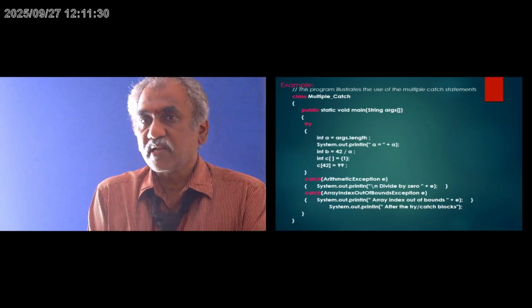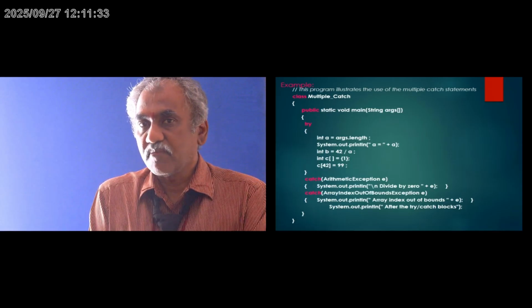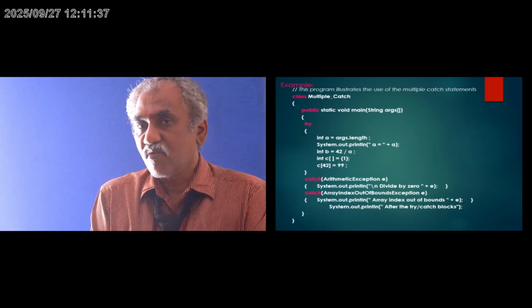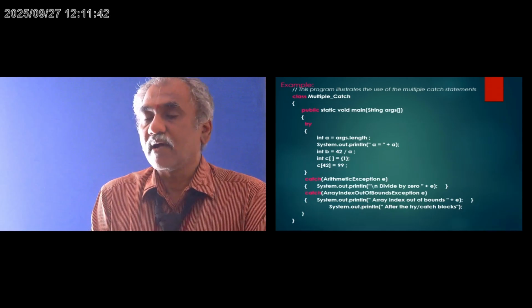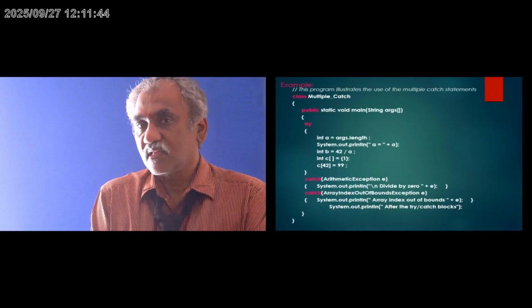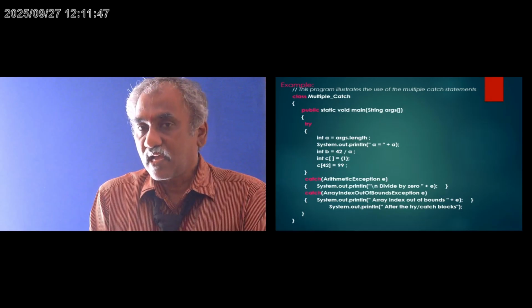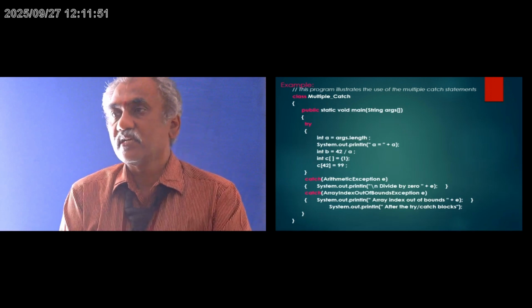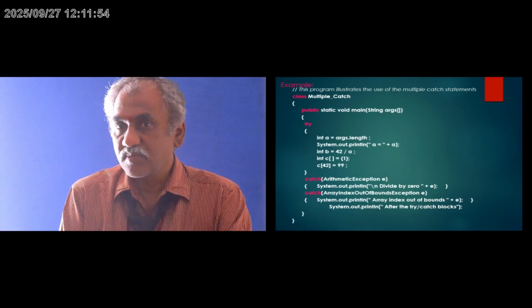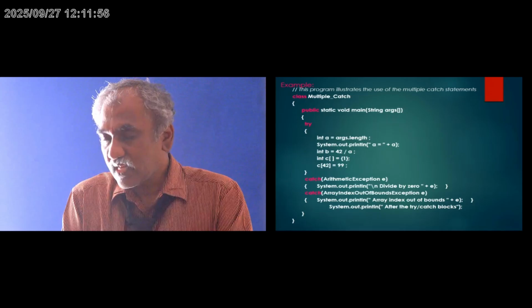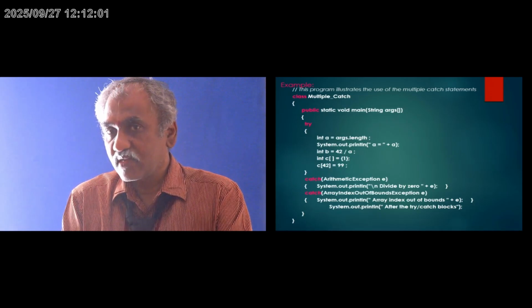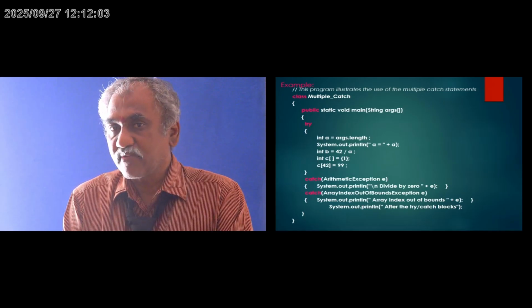The third statement, int b equal to 42 by 0, is syntactically and semantically correct. 42 is divided by 0, and the result would be stored in b. The compiler accepts it, but the Java interpreter, the JVM, will find it out and produce a runtime error. We can specify that as an arithmetic exception. So the exception is transferred to the arithmetic exception handler.